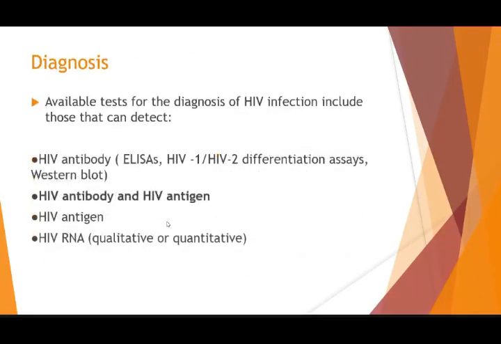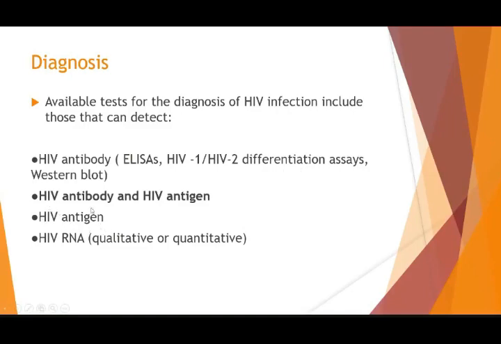Okay. So we'll go through the diagnosis of HIV infection. The available tests for the diagnosis of HIV infection include those that can detect HIV antibodies, the ELISA, and HIV1 and HIV2 differentiation assays. By these tests, we can differentiate whether the patient has HIV1 or HIV2, by the ELISA or by the Western blot. So by either ELISA or Western blot, we can differentiate HIV1 from HIV2. So we call it a differentiation assay.